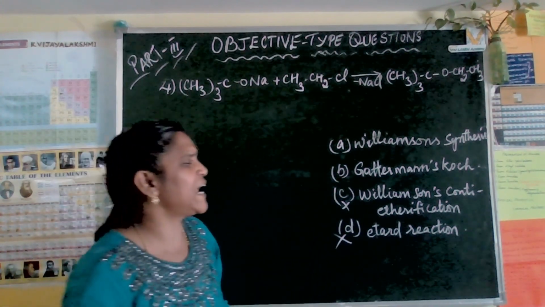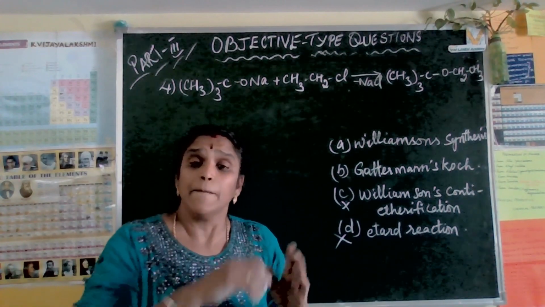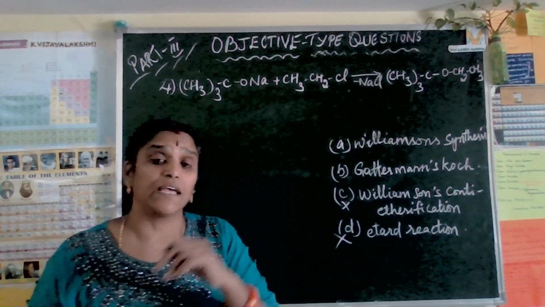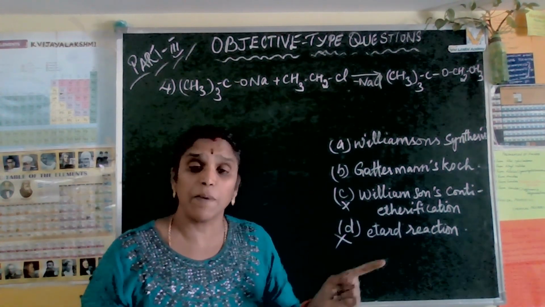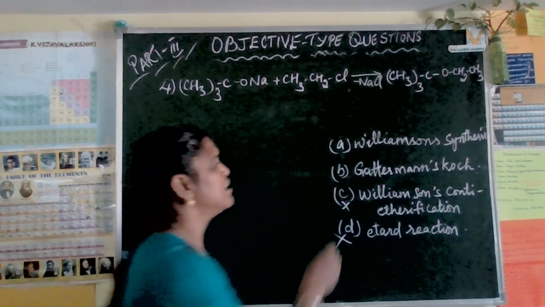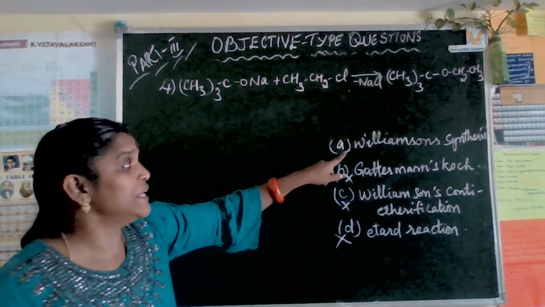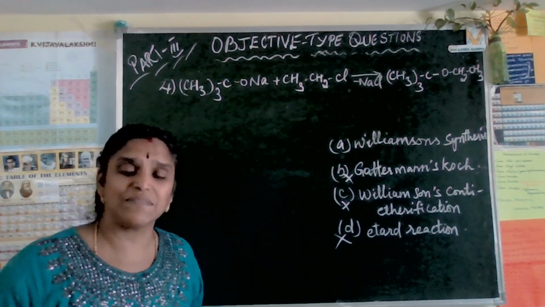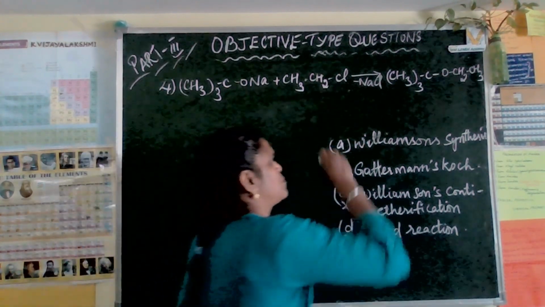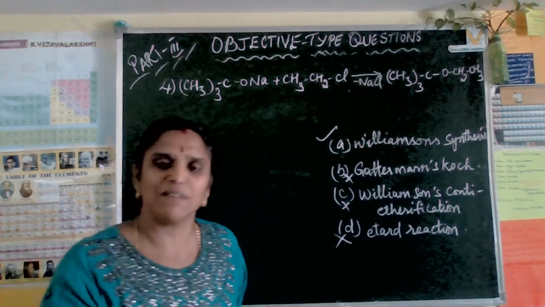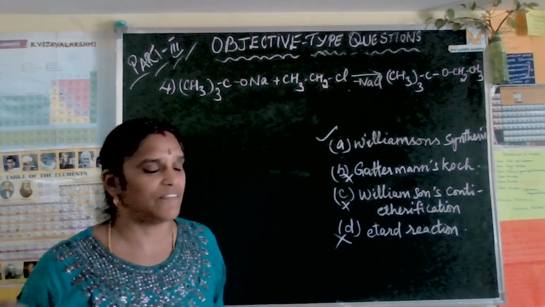Okay, now next one, Gattermann-Koch. In Gattermann-Koch, benzene is converted into benzaldehyde along with carbon monoxide in the presence of alumina. So this also is not possible. This is actually Williamson's ether synthesis, that is the correct option. They will give Williamson's ether synthesis directly.